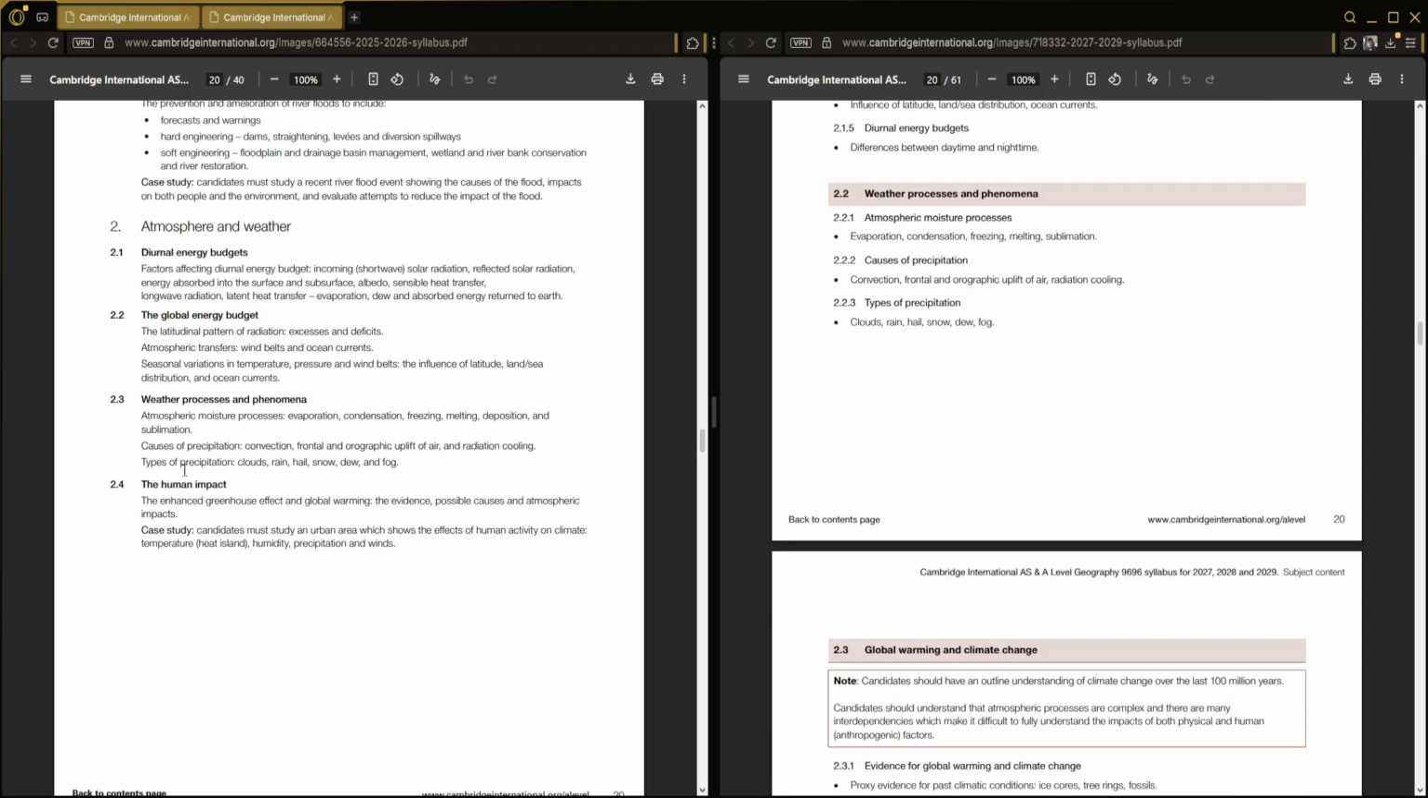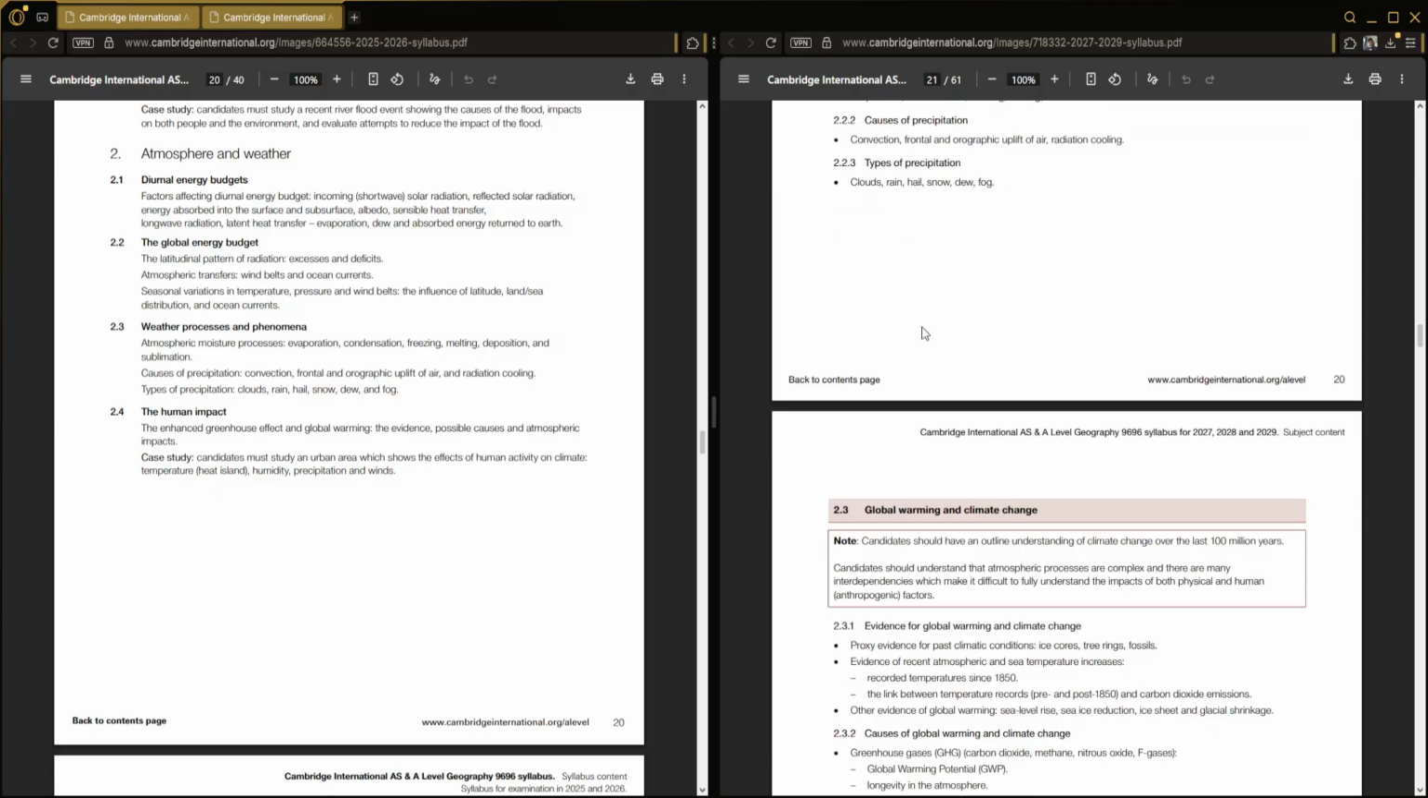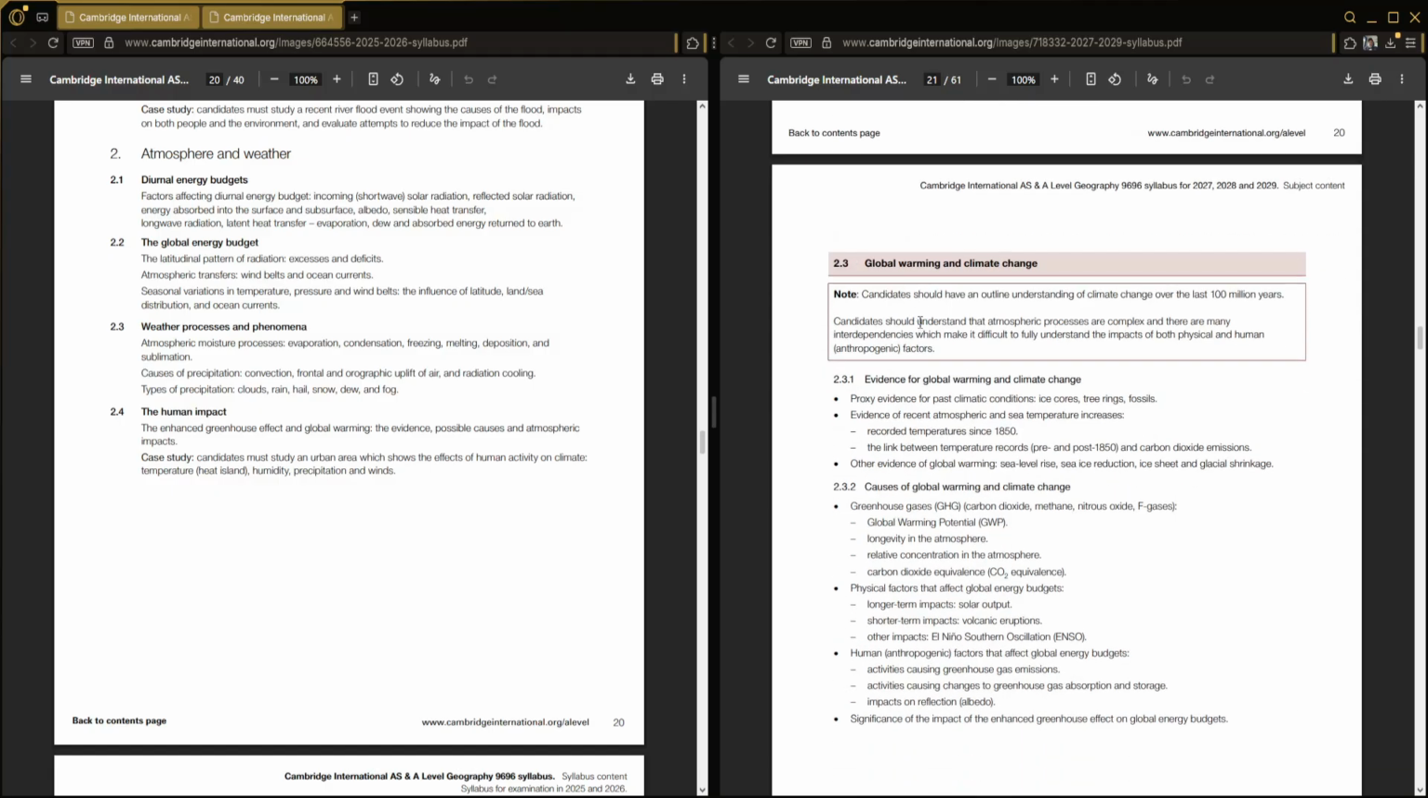For 2.2, which is 2.3 in the old syllabus, weather processes and phenomena, it's the same thing. Everything here is everything there. And you can see it's basically a copy and paste. And again, not much content that has changed. For 2.3, this is where things get much more interesting.